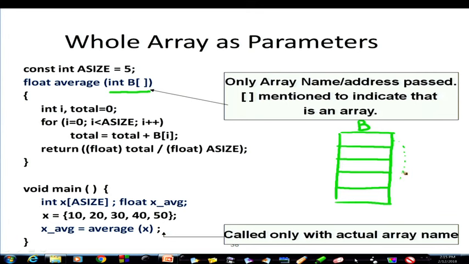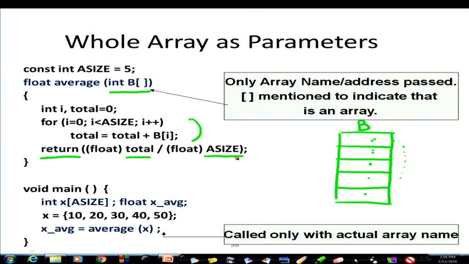Now, all these elements are being added in this loop. So, B[0], B[1], B[2], B[3], B[4] are being added to total, and then I am returning, what am I returning? I am returning total divided by a size. Now, there is a new thing here also, it is better to look into that.